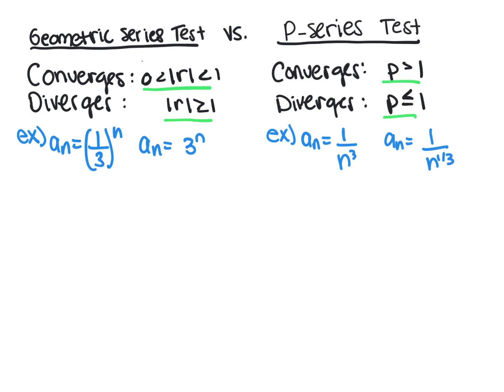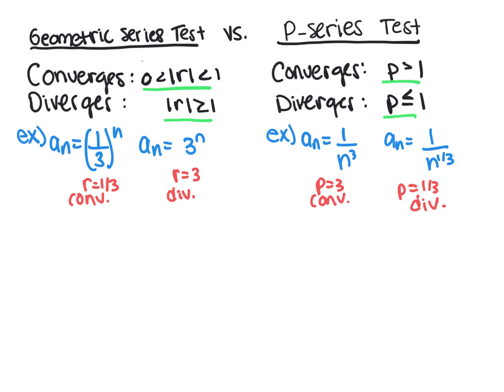Okay, so here for the geometric series, r is equal to 1/3, so this converges. And here r is equal to 3, so this diverges. Here p is equal to 3, so this converges. And here p is equal to 1/3, and this diverges. So why does this make sense?